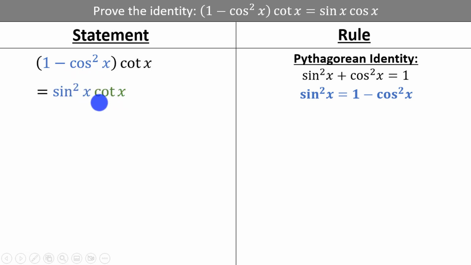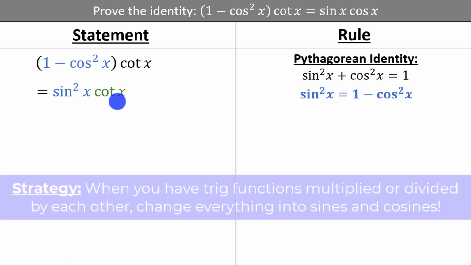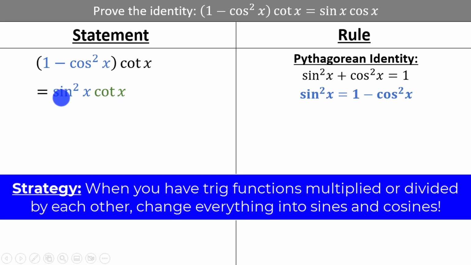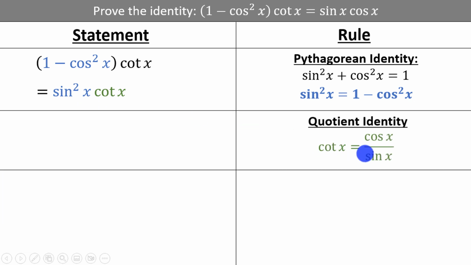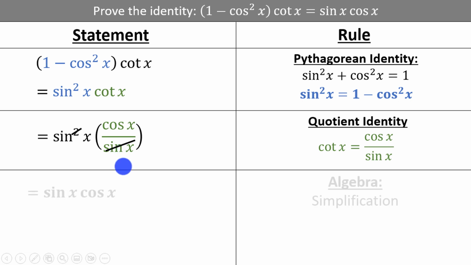We have 1 minus cosine squared in our problem, so we can replace that with sine squared. Altogether, we have sine squared times cotangent. Now, it's generally a good idea when you have trig functions that are multiplied or divided together to turn everything into sines and cosines to see if something will cancel. We know that cotangent can be written as cosine over sine by the quotient identity. So we can rewrite this as sine squared times cosine over sine. We have sine to the second power divided by sine to the first power. One of these sines will cancel. We will be left with sine times cosine, which is exactly what we wanted. We justify this final step with algebra, simplification. At this point, we have finished our proof.